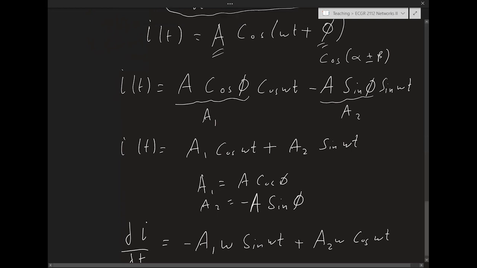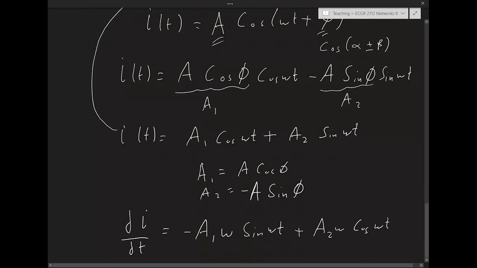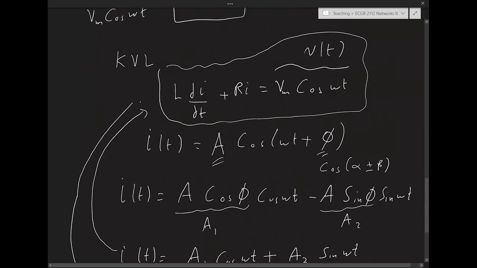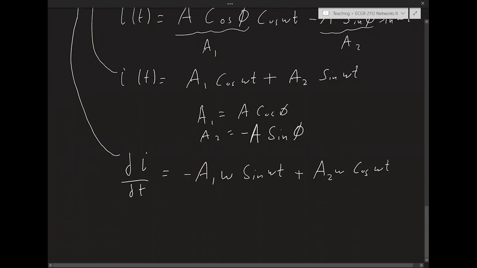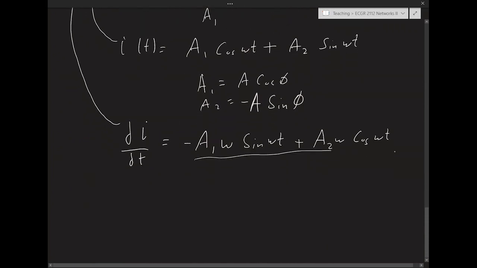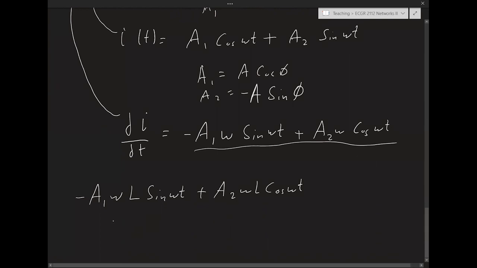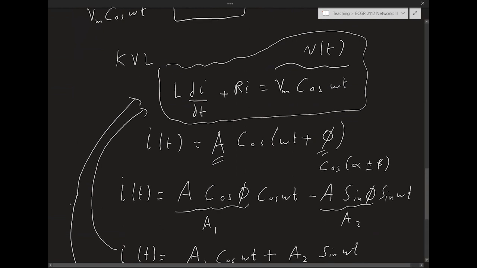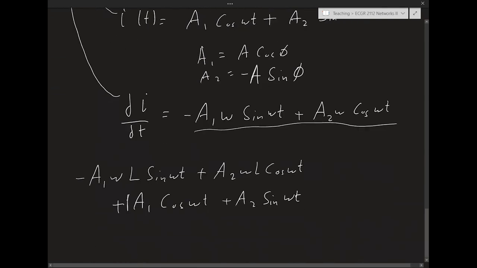Right? All that is left now is plugging this and this into the differential equation. Right? So L di by dt is going to be, I just take this expression, multiply it by L. So I'm going to have minus A1 omega L sine omega t plus A2 omega L cosine omega t. That's L di by dt. And then it is going to be plus R times A1 cosine omega t plus A2 sine omega t. Remember the differential equation has R in it multiplied by i. So there's an R here and an R here.